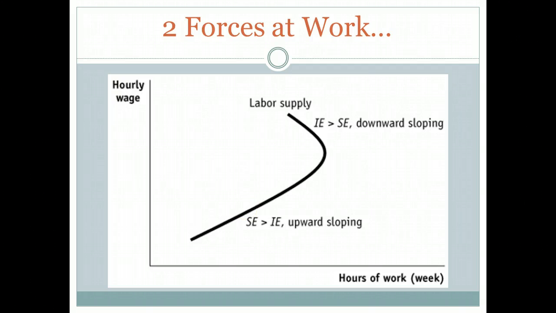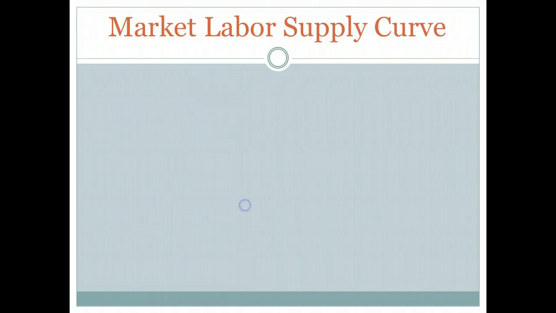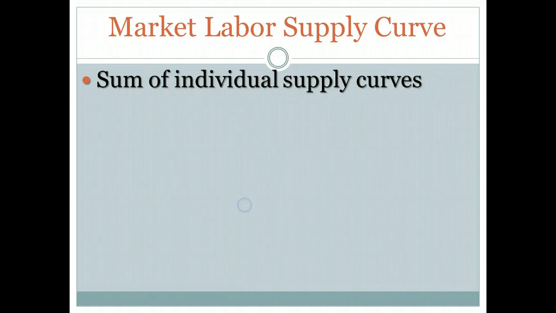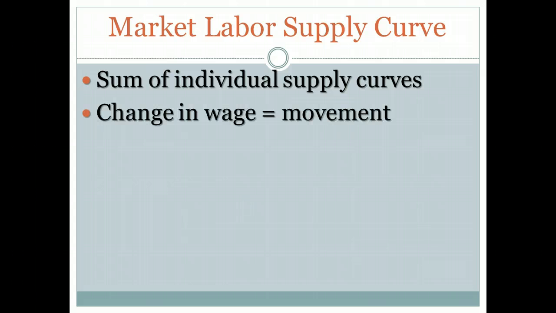Once we know individual supply curves for labor, we can then create a market supply curve for labor by summing up the individual supply curves of people. And just like with other supply and demand, we know that if there's a change in wages, that's going to cause a movement along the supply curve. That movement is created by a shift in demand for some reason. But otherwise, a change in wage will just be a movement along the supply curve.